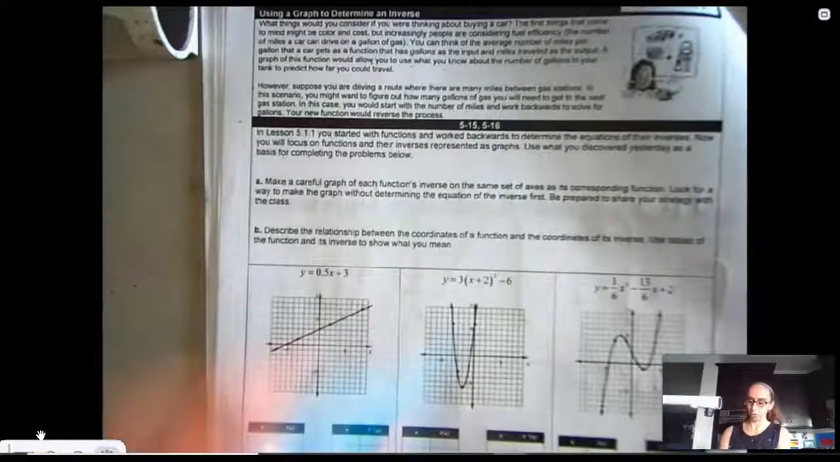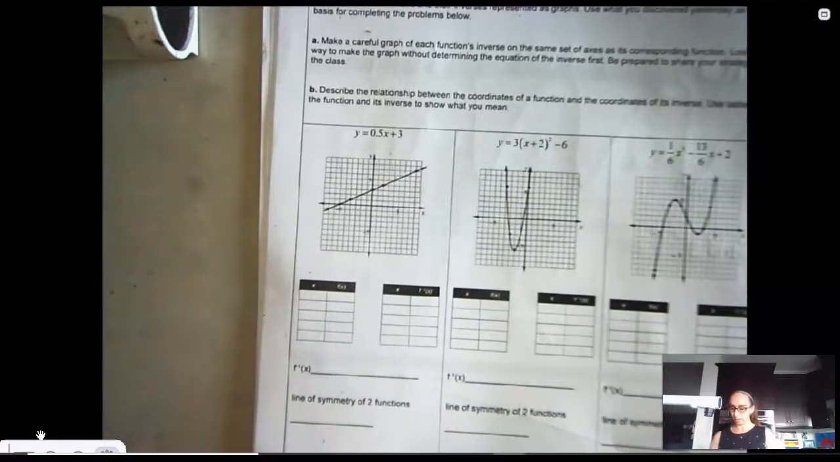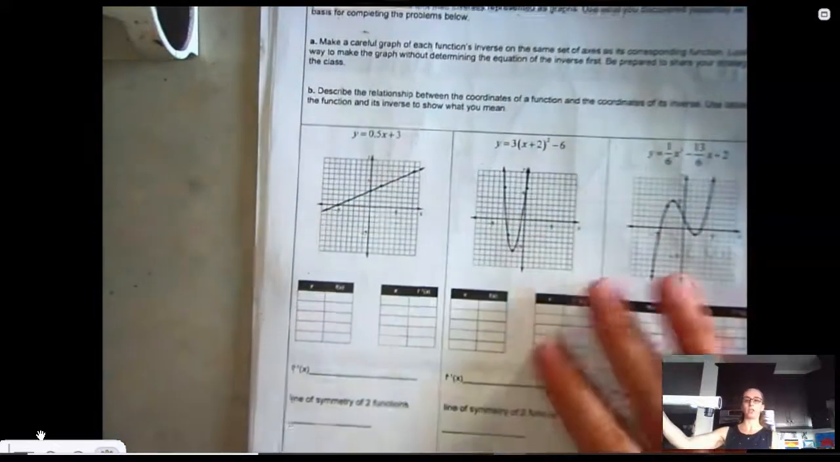So they're still going on inverse, okay? But we're going to go to more complex problems. There's a whole lot of words. Here's the original, find the inverse, match it up, and we'll be good to go.